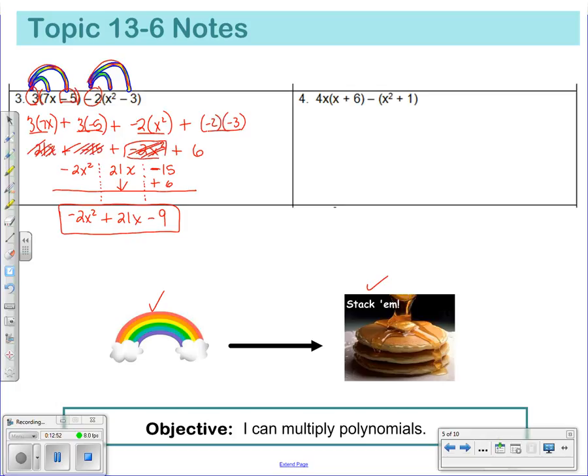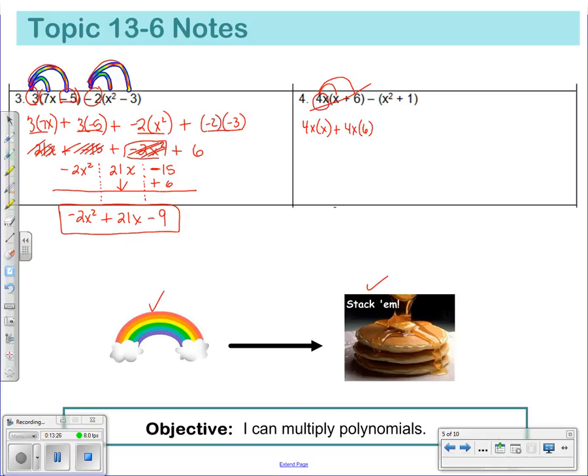So let's talk about the next one. We have 4x times x plus 6, and then minus x squared plus 1. Let's talk about the first part of it. We're going to distribute the 4x. So 4x times x and 4x times a positive 6. Let's go ahead and write that. 4x times x, we need to combine it with the 4x times a positive 6. I've taken care of my first multiplication.